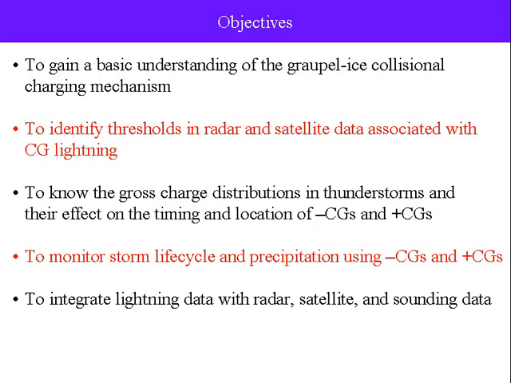Specifically, during this session, we will be trying to gain a basic understanding of the graupel-ice collisional charging mechanisms, to identify thresholds in radar and satellite data that are associated with CG lightning, to understand the gross charge distribution in thunderstorms and how they affect the timing and location of cloud-to-ground strikes, how to use the lightning data to monitor thunderstorm life cycle and precipitation, and how to integrate lightning data with other data sources such as radar, satellite, and sounding data.